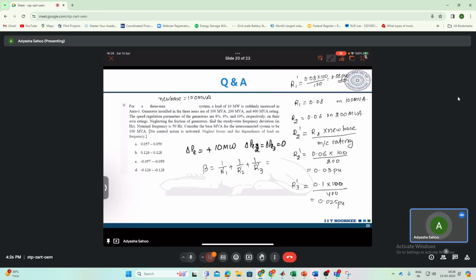So this will give us 1 by 0.08 plus 1 by 0.03 plus 1 by 0.025. So that is giving us your beta as 85.833 per unit.